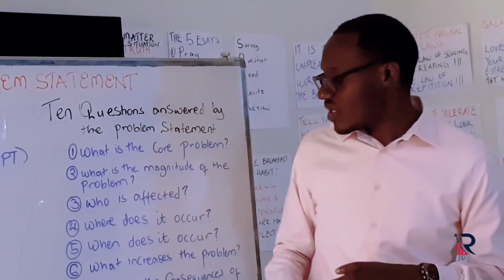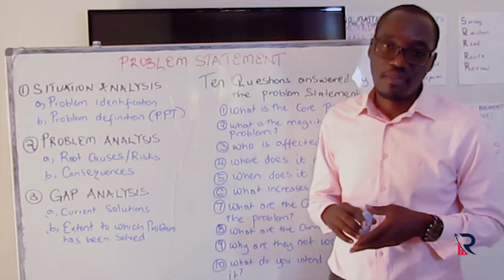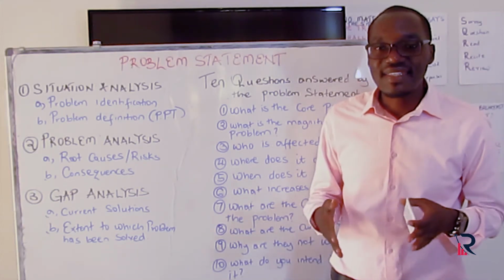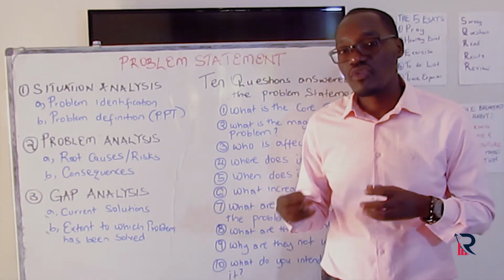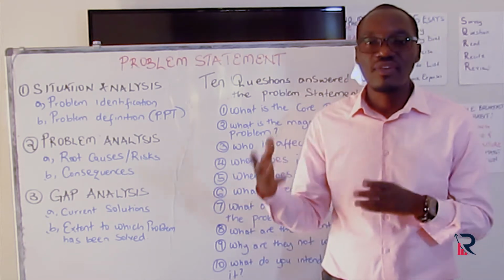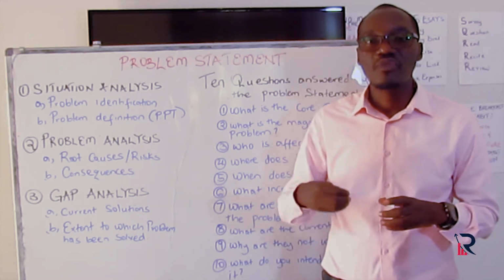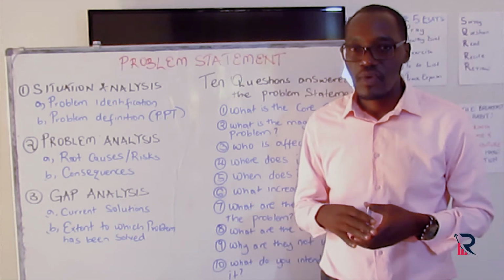Then the other question is, what increases the problem? So you have to tell us some of the variables or characteristics that increase the problem, okay? These are what we call risk factors, okay?